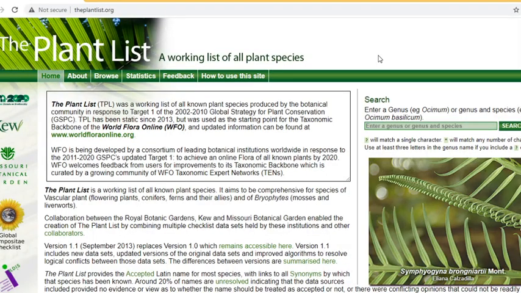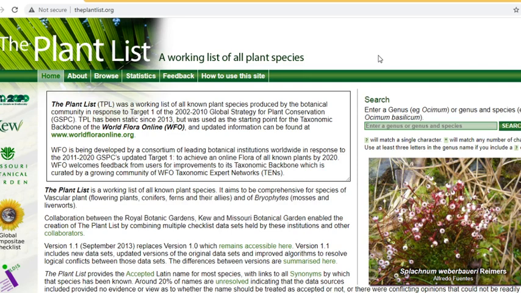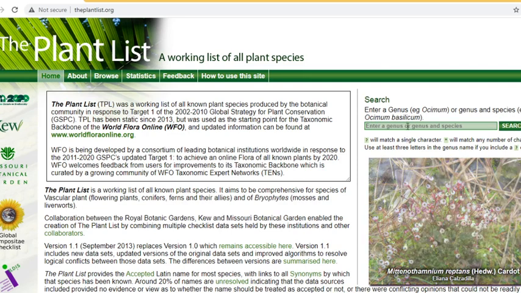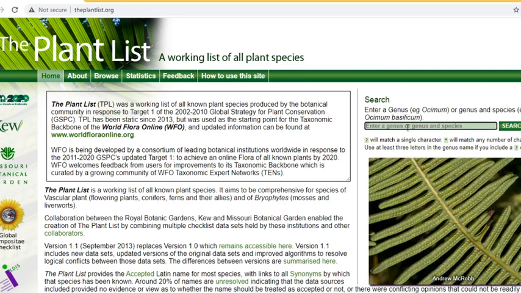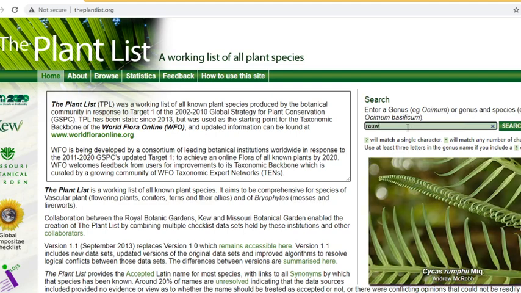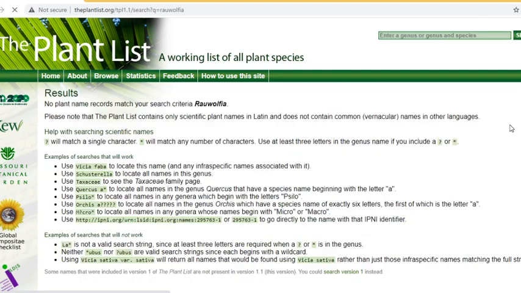I gave you two names, Rauwolfia serpentina and Rauwolfia serpentina. Which one was correct? We do not know. So let us try checking here which name is a valid or accepted name at present. So I'll type Rauwolfia. Okay, let us see if this plant name exists in their database or not. No plant name records match your search criteria. Right, so this name at present is not in their database, which otherwise would have been there. So probably this is considered an invalid name.